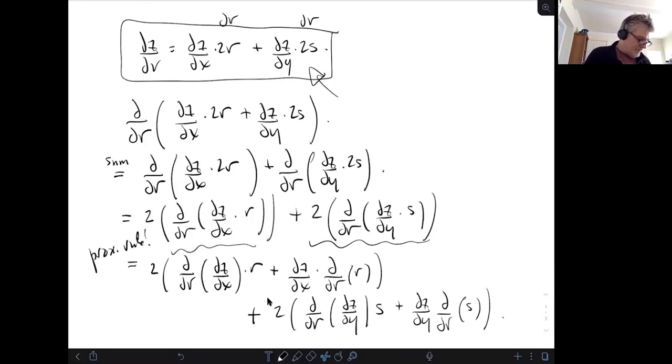Okay. So again, all I did is use the product rule. I haven't done anything really fancy. I just know I'm doing a derivative here. Now here's where it gets a little different.